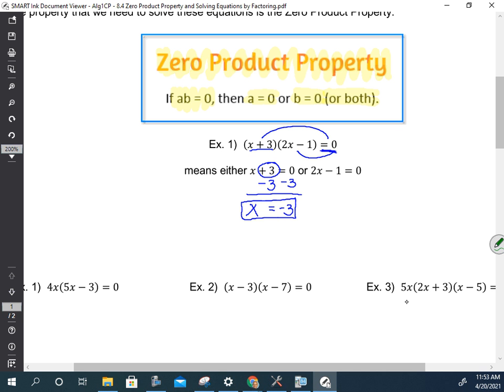2x minus 1 equals 0. First, we've got to get rid of the -1. How do you get rid of -1? You add 1 to both sides. Then what do you do with the 2? You divide by 2. So x equals 1/2.